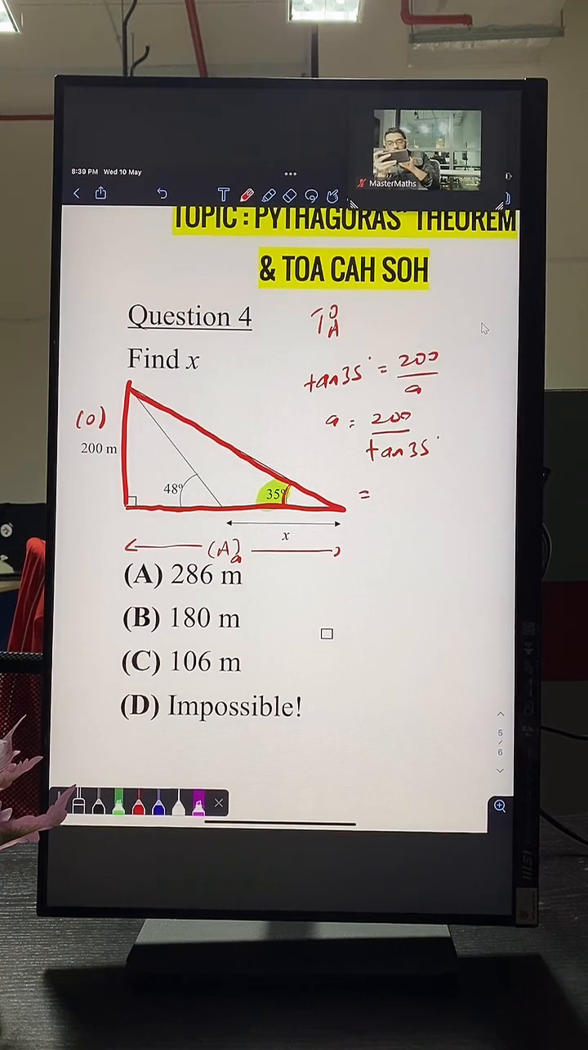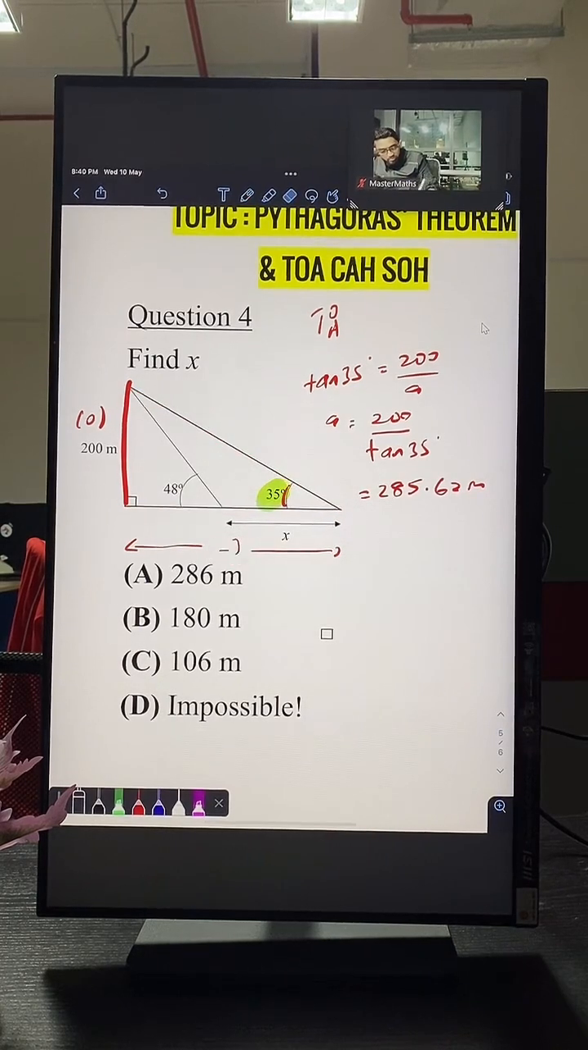TOA CAH SOH. Okay, come on, let's go. Okay, wow, very big this length. 285.62 meters. Okay, 285.62 meters. Now, we settled A already. I'm going to erase this highlight so I can explain to you a bit better. So where is A? A is the entire thing at the bottom right here, which is 285.62 meters. Okay, so now what do you need to do, my friends?